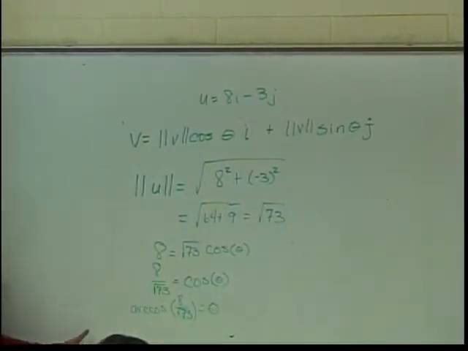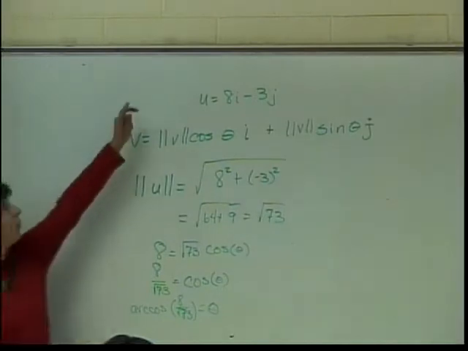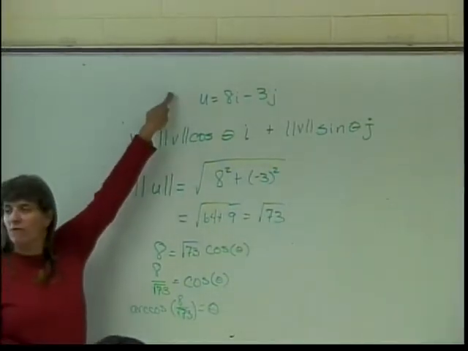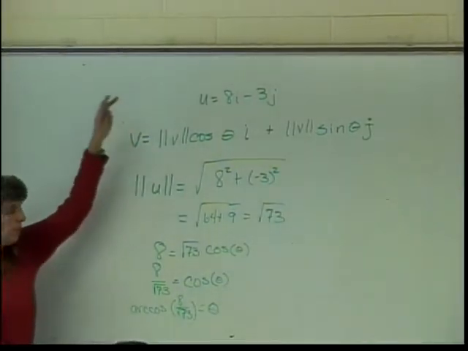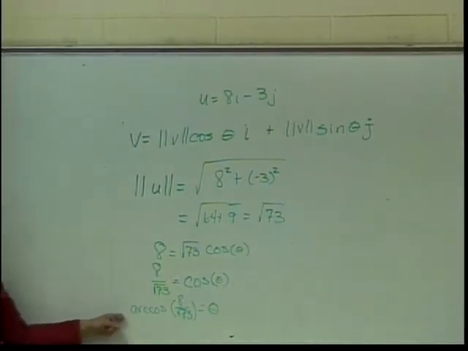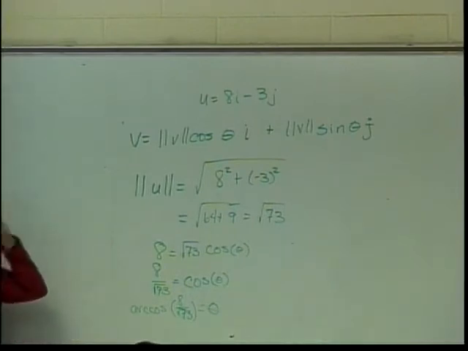Now, the only problem is this might not actually be theta. You have to figure out where your vector is. If the vector is in quadrants 1 or 2, then this actually produces the answer. If it's in quadrants 3 or 4, you need to subtract this number from 2 pi to get it into quadrants 3 or 4. Where is my vector?